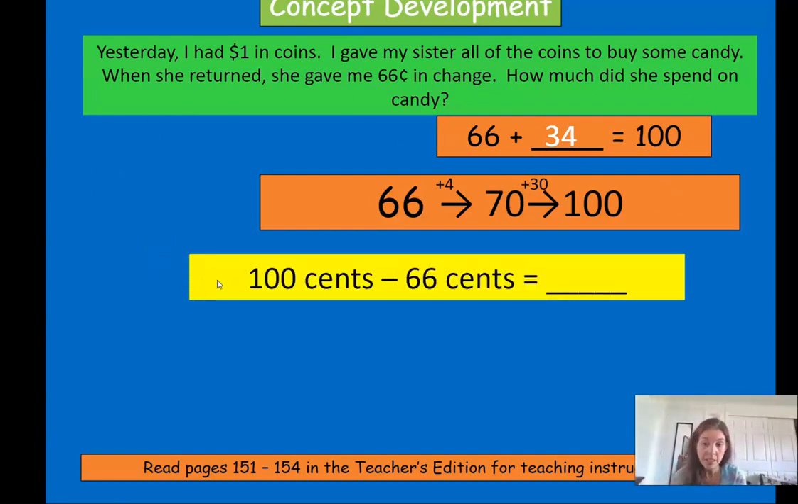This is the other number sentence you could use: 100 cents minus 66 cents equals what? That shows she started with 100 cents, and the change was 66 cents. The answer is 34 cents. So either way, whether you add or subtract, your answer is still the same, 34 cents.